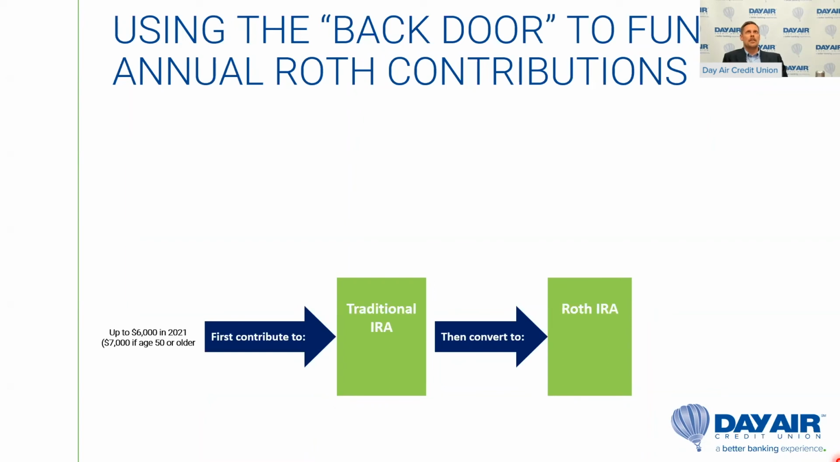Now, there are pitfalls to this that people need to be aware of. If you already have a traditional IRA, let's say you have $54,000 in a traditional IRA, and then you contribute $6,000 to that traditional IRA as non-taxable. When you go to convert your $6,000, the IRS is going to aggregate your whole account together, and essentially 90% of your conversion will be taxable. Only 10% of it will be a non-taxable conversion. So just keep that in mind.